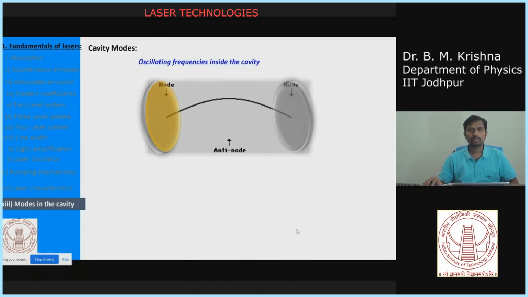So depending upon the length of the cavity, only certain frequencies can oscillate inside the cavity. Not all frequencies can oscillate inside the cavity. They have to satisfy the condition that the wavelength, or lambda by 2, can fit into the cavity. For example, this is the lowest possible mode.